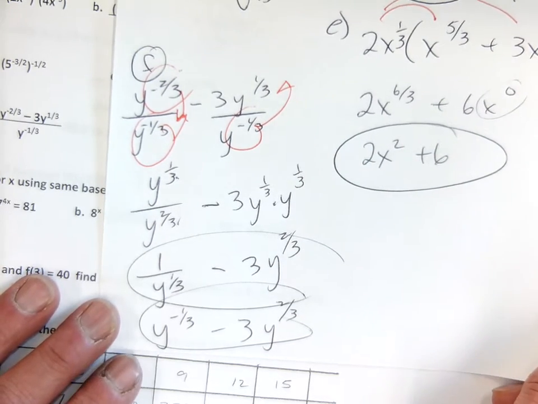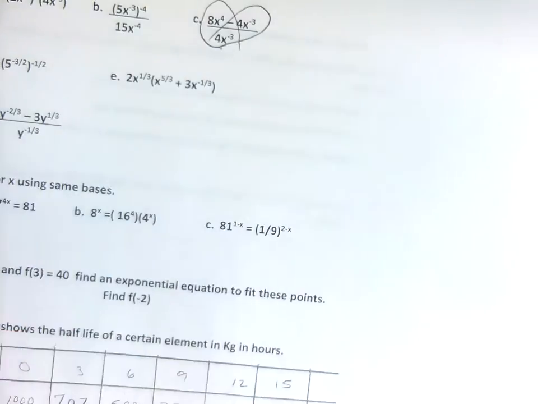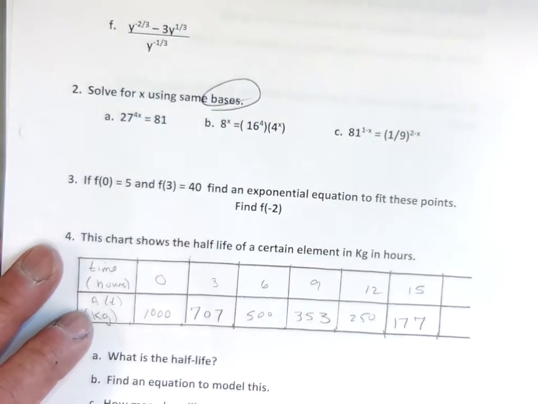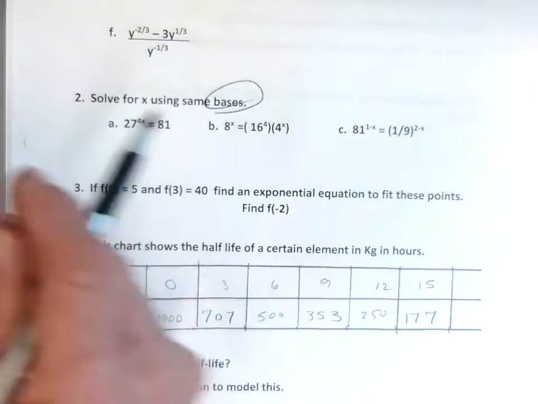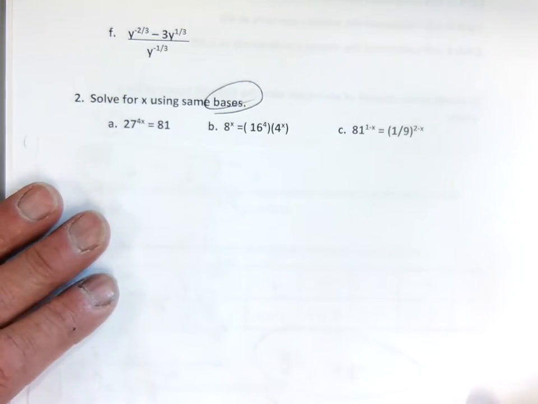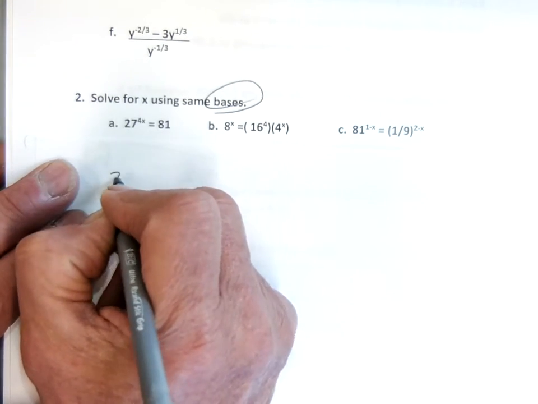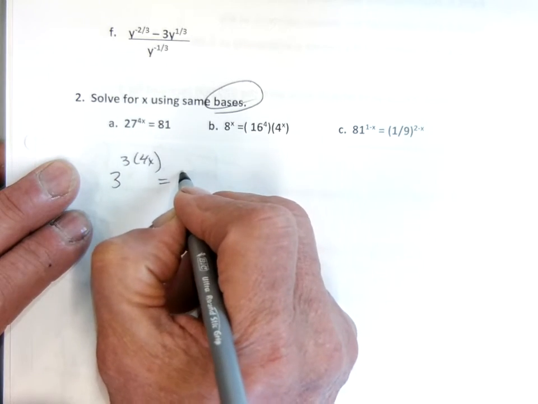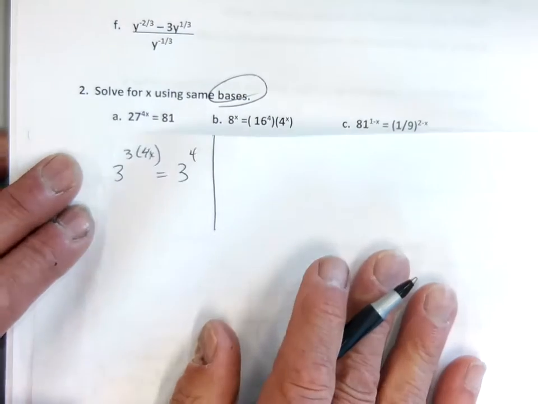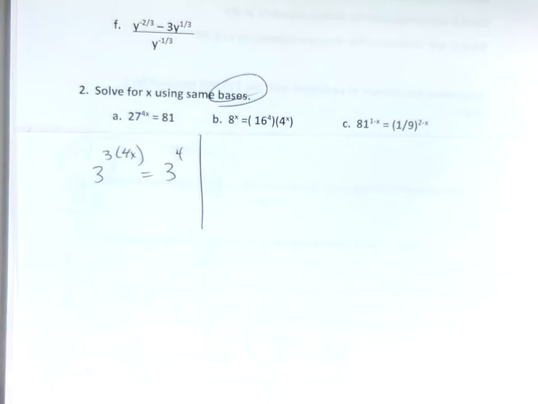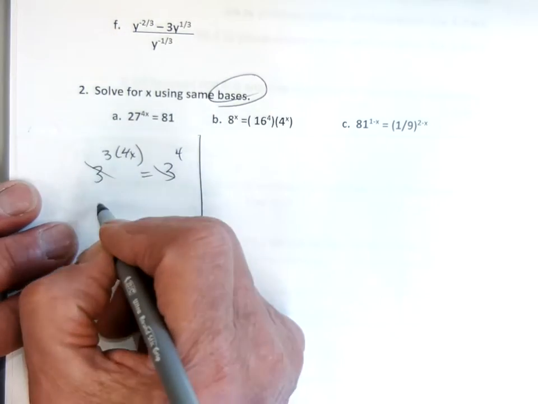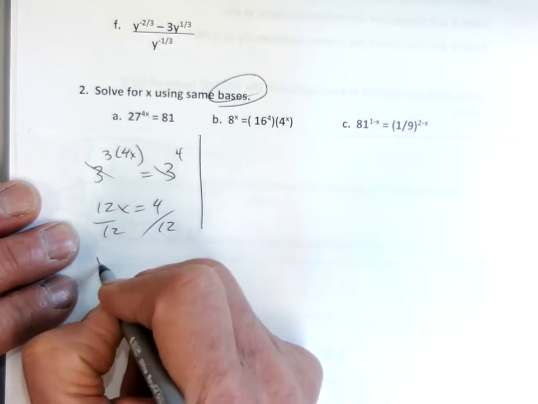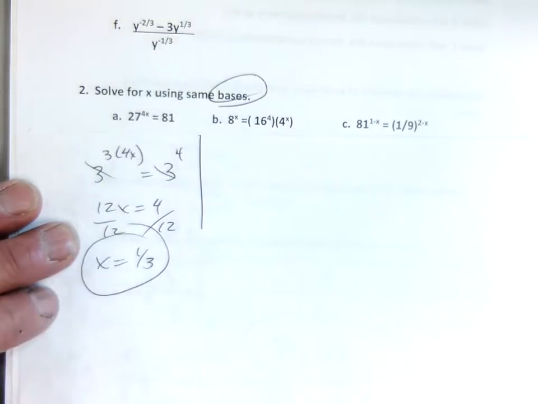Thanks, Carly. All right, now here comes the easy stuff, okay? Same bases. Don't use a log. What's that mean? Well, 27 is the same thing as 3 cubed, isn't it? And 81 is the same thing as 3 to the 4th. Look how easy that was. So I get 12x equals 4. Divide by 12, divide by 12. X equals 1/3. How's that?